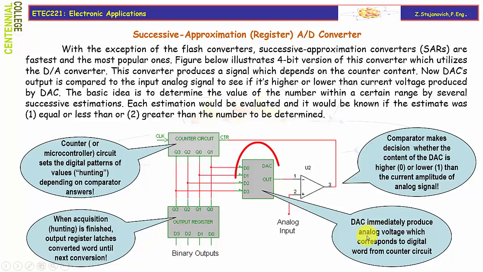The DAC immediately produces an analog voltage at the output, which corresponds to the digital word from the counter circuit. And eventually we have a comparator, U2 here, that makes a decision whether the output of the DAC is higher, then the output will be 0, or lower than the current amplitude of the analog signal.